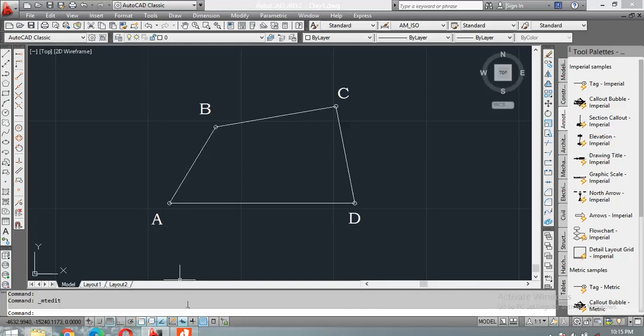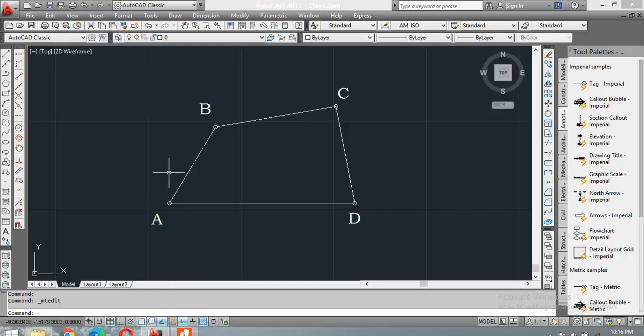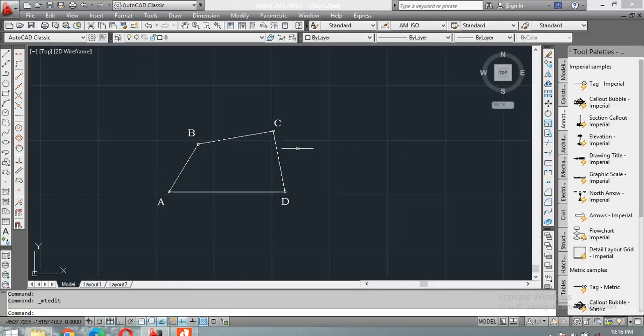Now from which point should we start our velocity diagram? Now see, he is asking for the velocity of point C, velocity of E, quite a lot is asked. Everywhere he is talking about velocity and angular velocity. All these magnitudes, all these answers, we can get after drawing the velocity diagram. Once the velocity diagram is over, we can easily find the velocity of any point.